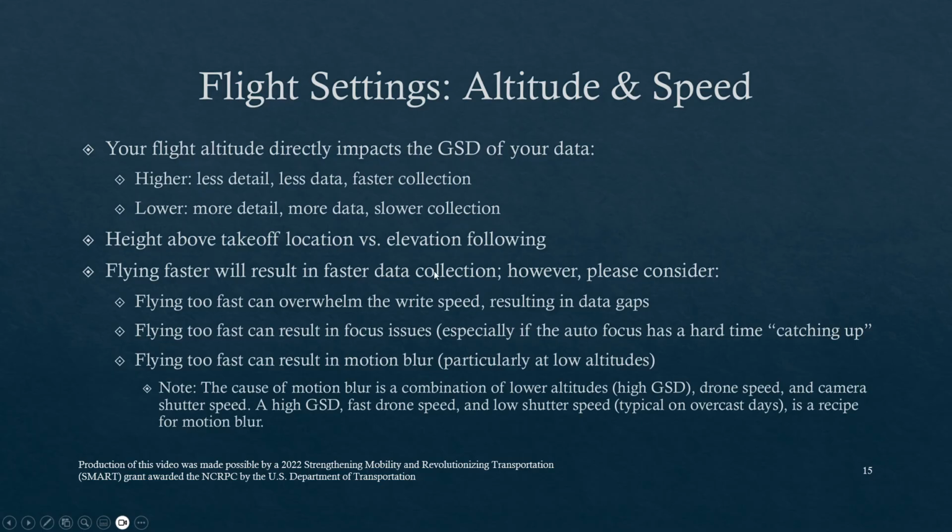Flying faster results in faster data collection, which makes sense, but there's some considerations. You can overwhelm the write speed, which can lead to gaps in your imagery. Flying too fast, if you don't have a fixed focus on your lens, it can lead to focus issues where that autofocus is trying to catch up. And you can also have motion blur issues, particularly at low altitudes and in darker ambient conditions. So if you have an overcast day and you're flying really low, try not to fly too fast because of that motion blur. And you can see some of those causes of motion blur right there.